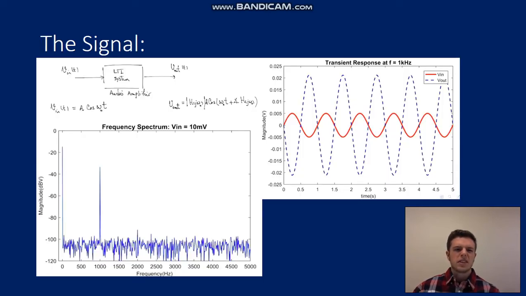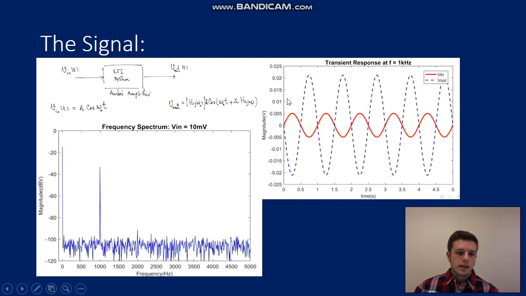So first we have the signal. We have our V in going into our LTI system, which is the audio amplifier, and coming out is V out. Our V in in this case is a cosine wave, with amplitude A and frequency omega naught. And our output then becomes that same input multiplied by the frequency response at the frequency of our input, and then goes through a phase shift of that frequency response at the same input of the sinusoid.